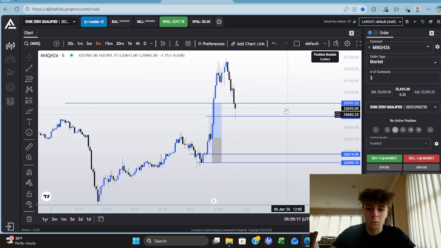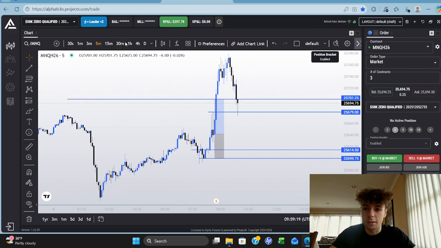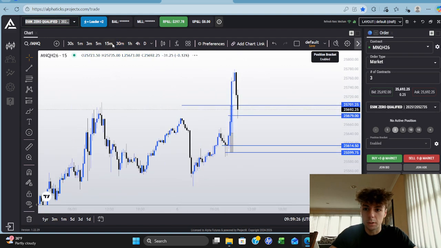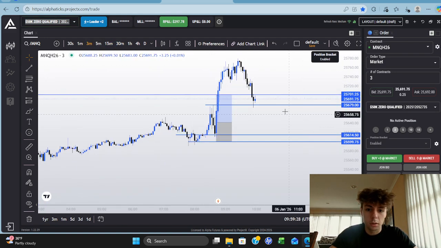Today is January 6th, 2026, and I took longs on Nasdaq. 3 accounts for 297, so a little under a band, pretty much like 900. I did take TPs early because it was getting edged, and I'm not about to sit there and wait.